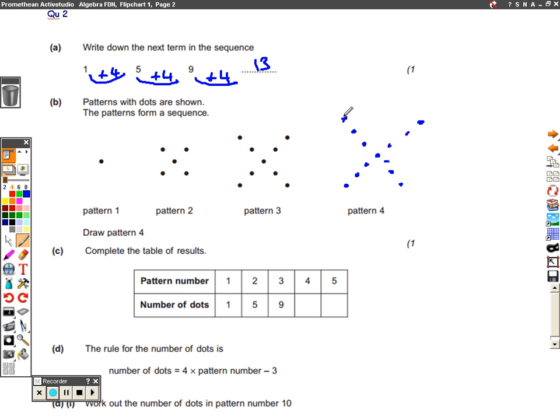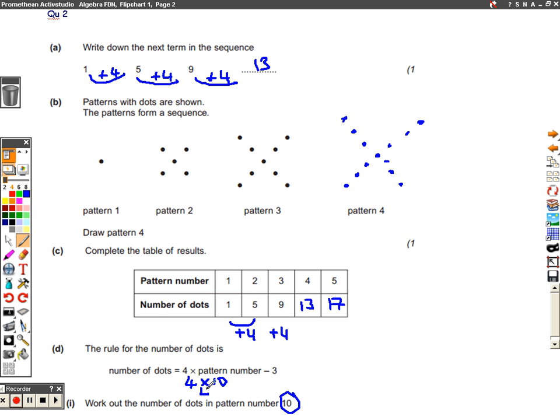Complete the table of results. So have a look at how you're going from one term to the next. You're adding 4 each time. So add 4 here, 13, and sorry, not 14, 17. Okay. The rule for the number of dots is equal to 4 times the pattern number. Your pattern number is going to be 10, so 4 times 10 gives you 40, and then subtract off your 3, your answer is going to be 37.